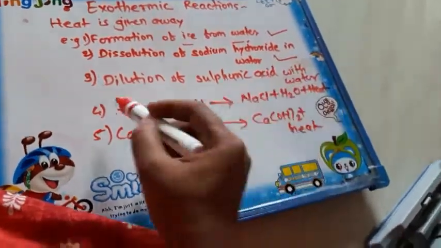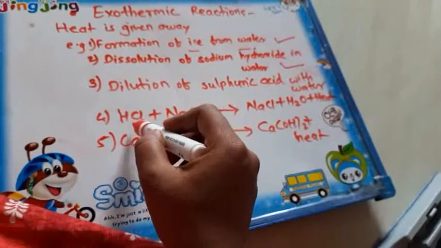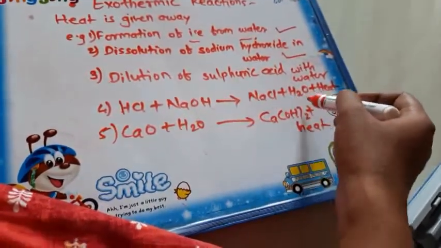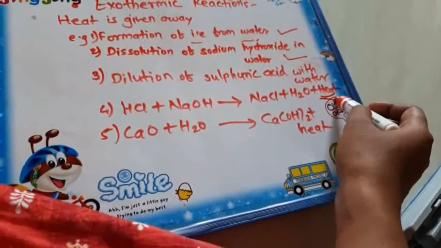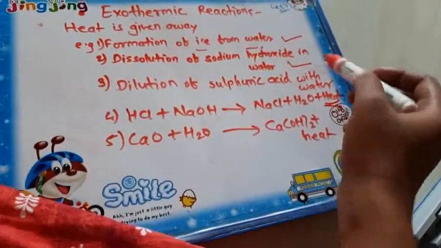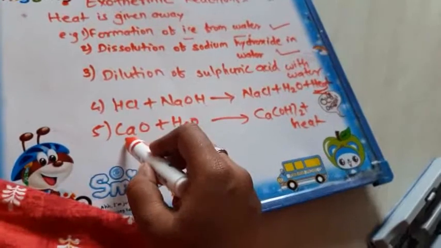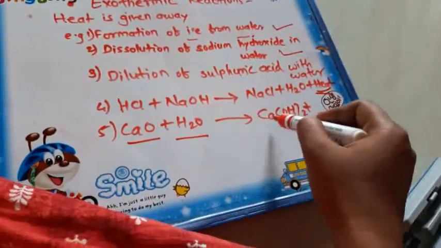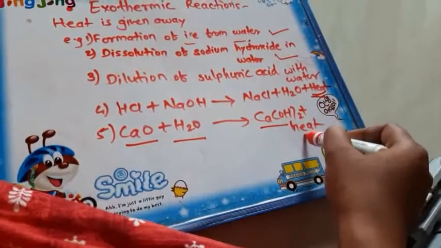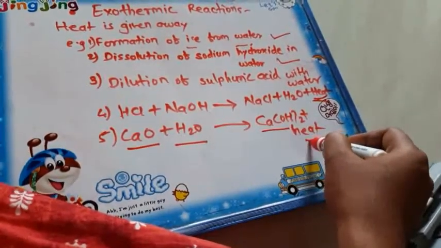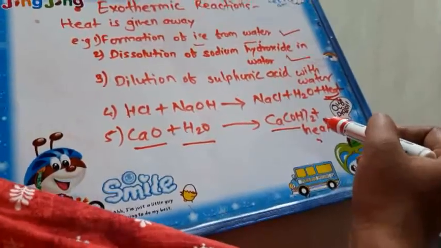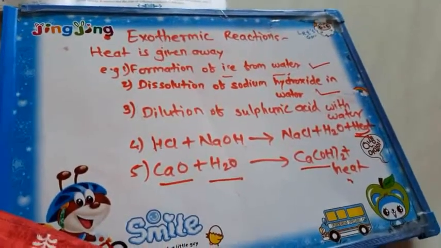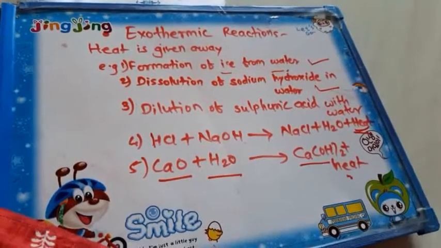Next is HCl and NaOH. When they are added, the products will be NaCl and water, and heat is given out. So this is an exothermic reaction. Next, when calcium oxide and water are added, the product will be calcium hydroxide and heat is given out. So this is also an example of exothermic reaction. In this way, if heat is given out after the reaction, then that will be an exothermic reaction.